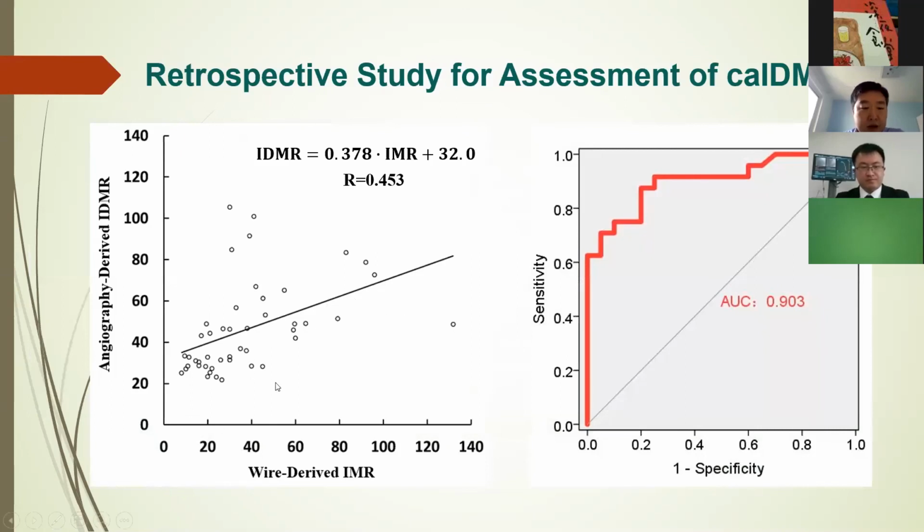The left figure shows the relationship between the CA-IDMR and the IMR. The right figure shows the AUC value. This is for the cutoff value of the IDMR of 35, and the IMR of 25.